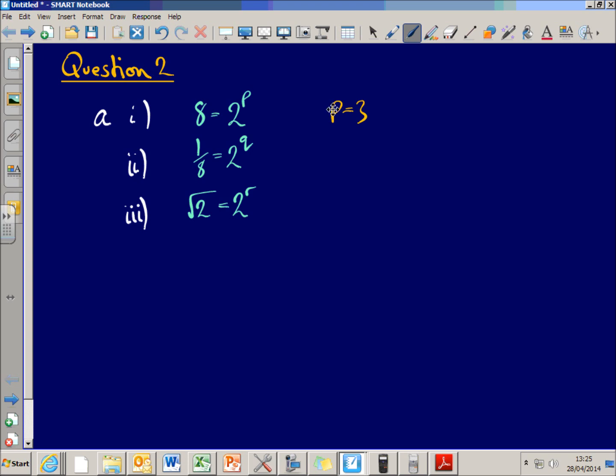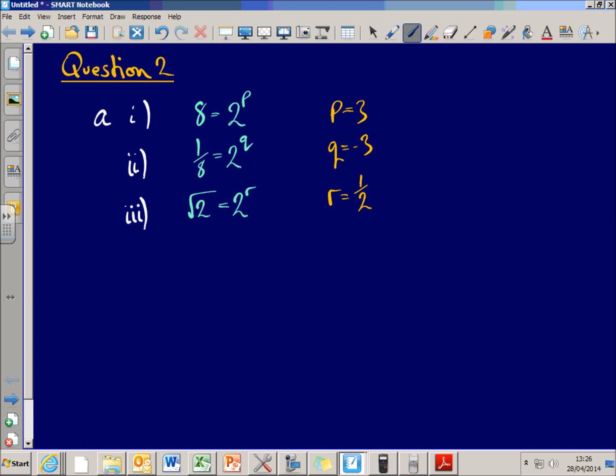Now, the next one is 1 over 8 equals 2 to the power of something. Now if it's 1 over, what does that mean the power is? It's negative. So what's Q then? Minus 3. The minus makes it the reciprocal, so the minus makes it 1 over, and it's still to the power of 3. And then the final one, we've got the square root of 2, so what's R? A half. When you've got a fractional power like that, the number on the bottom of the fraction, the denominator, is the root, and the number on the top is the power. Do you all remember that? Everyone got those? That's 3 marks if you got those.